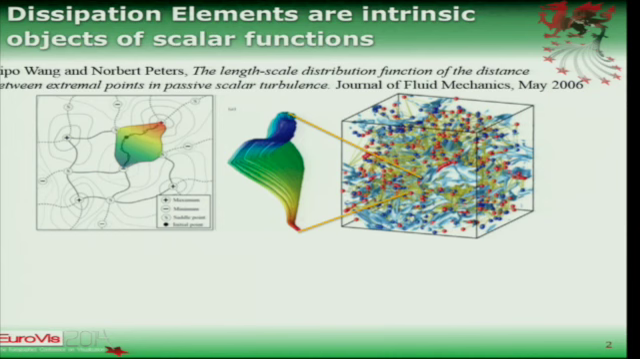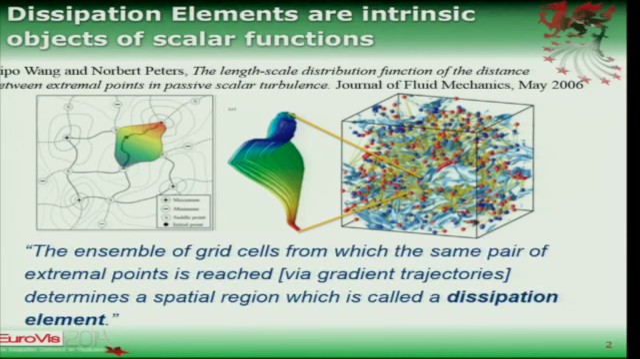Lipo Wang and Norbert Peters in 2006 introduced a new technique for the analysis of turbulent flows. Basically, they came up with this idea that if you partition the data into these regions that flow to the same minimum-maximum combination, then you get a unique decomposition of your domain that should relate very well to the underlying structural properties of your flow. And so this is the definition in their paper, which is the ensemble of grid cells from which the same pair of extremal points is reached via gradient trajectories determines a spatial region which is called a dissipation element.